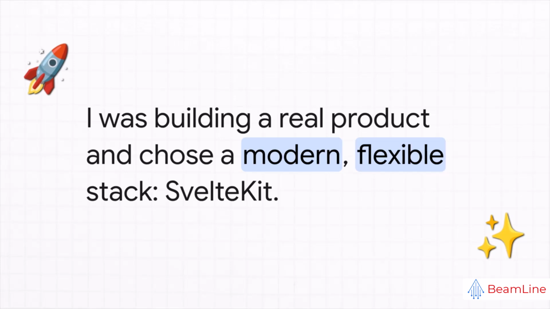So, the story kicks off with a choice that, honestly, makes a ton of sense. The developer was building a brand new product, and they went with SvelteKit. I mean, why wouldn't you? It's modern, it's getting all the buzz, and it promises this amazing, flexible way to build things. Seemed like the perfect start, right?